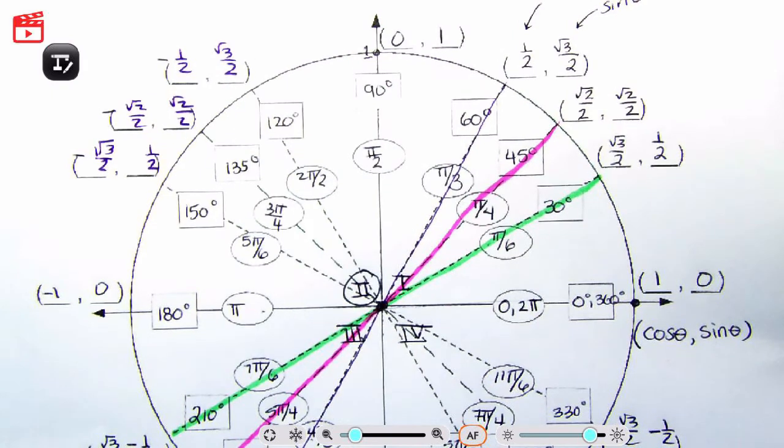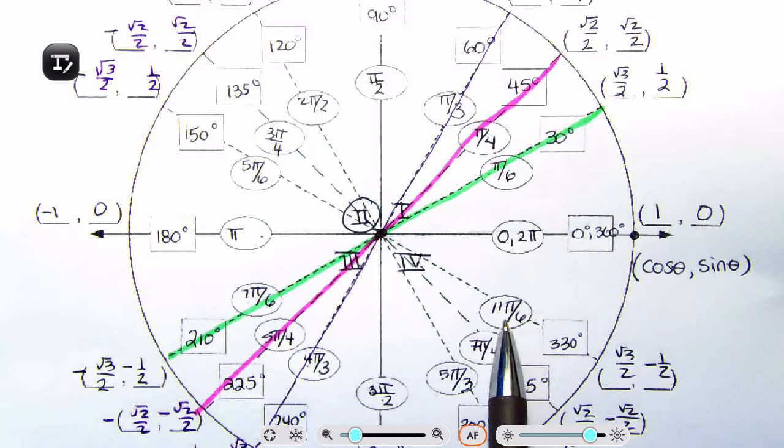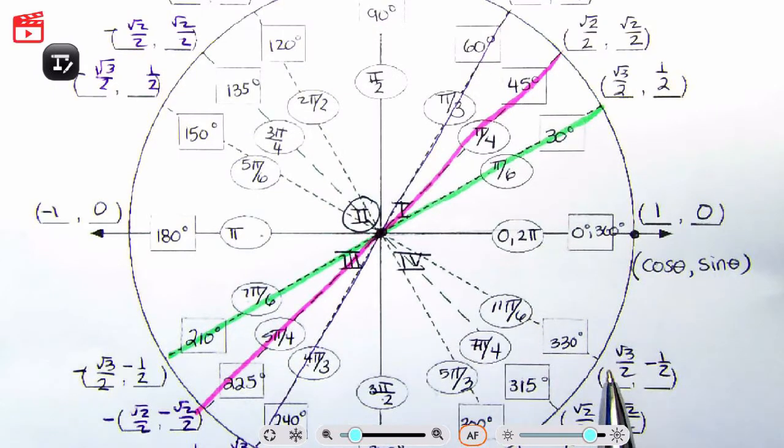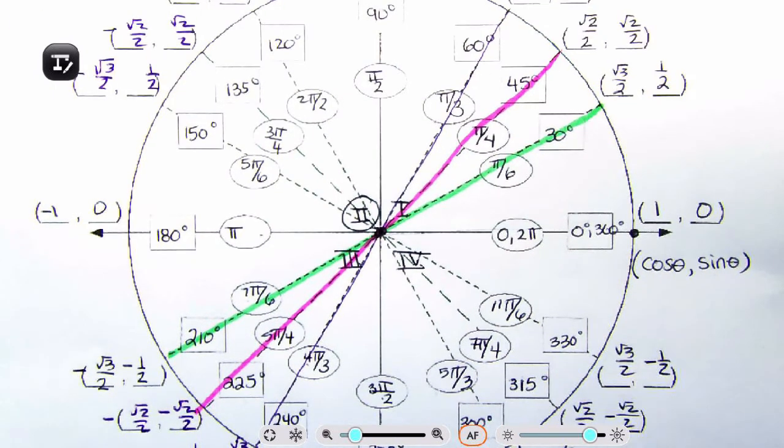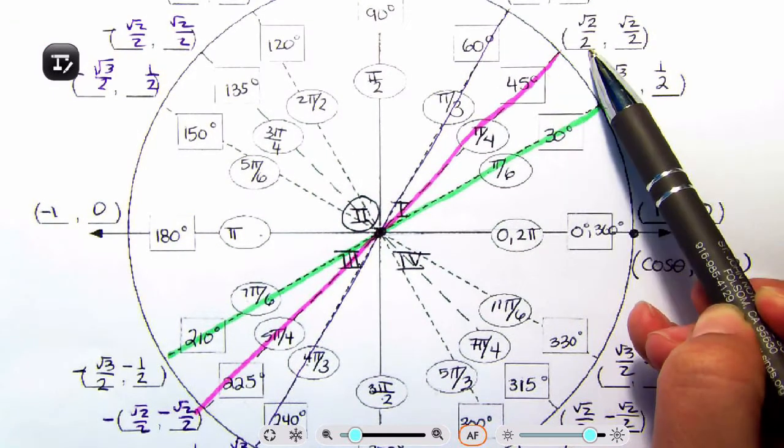What is the cosine of 11 pi 6? 11 pi 6 is here. The cosine is the first value. It is root 3 over 2. What is the sine of pi fourths? Sine of pi fourths is root 2 over 2.